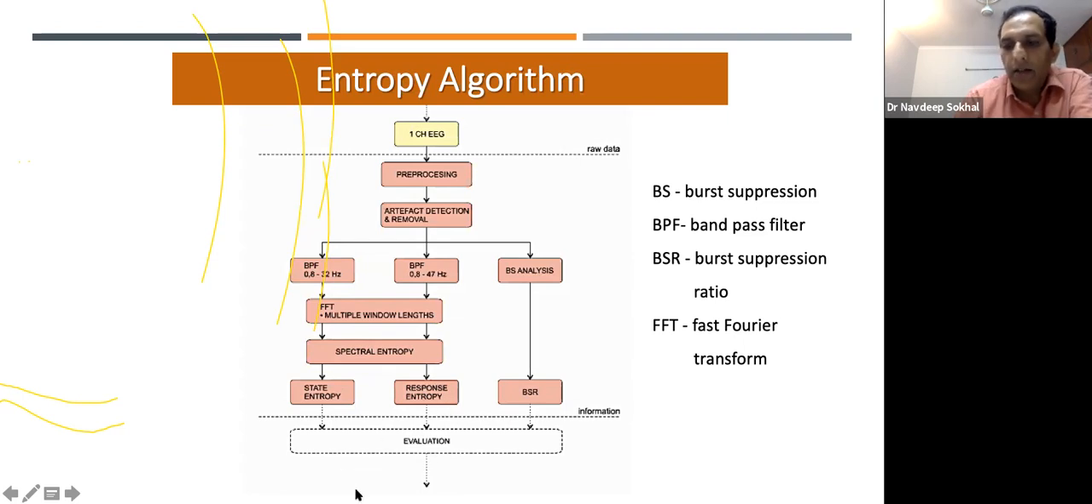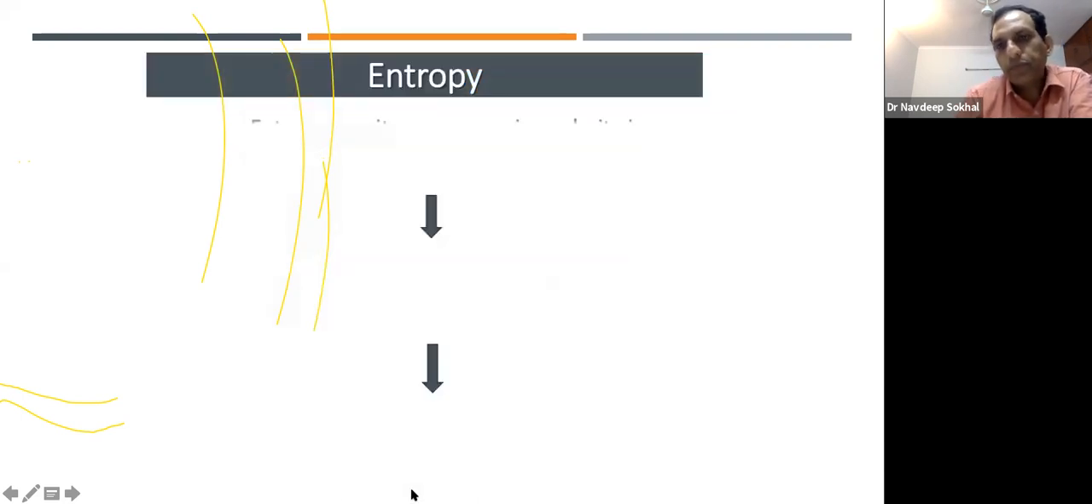Ultimately, a value will be generated based on EEG, that is state entropy, response entropy, and burst suppression ratio. So these three things will be displayed over the monitor: state entropy, response entropy, and burst suppression ratio. And based on these values, the evaluation of the depth of anesthesia will be done.